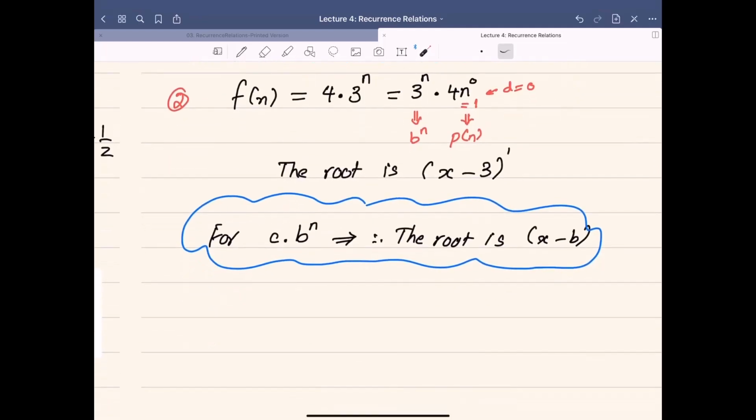Now the third type of functions: what if we have f of n as simply a polynomial, let's say 3n to the power 2 plus 4.